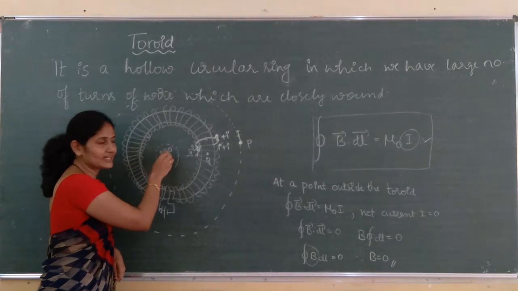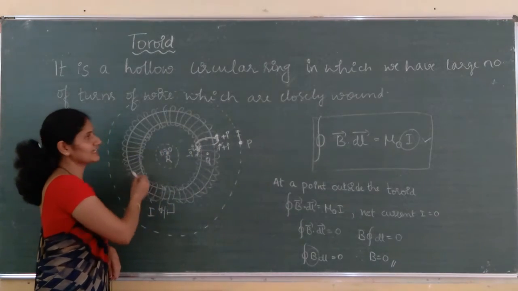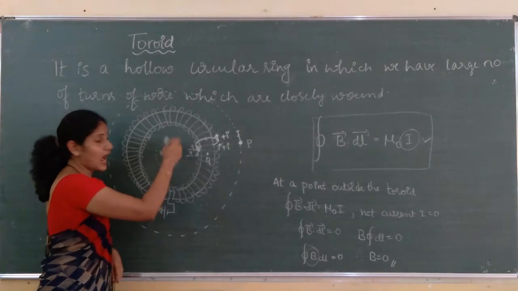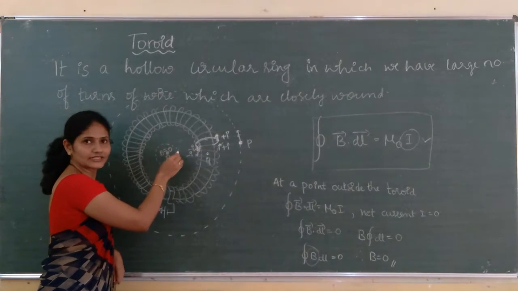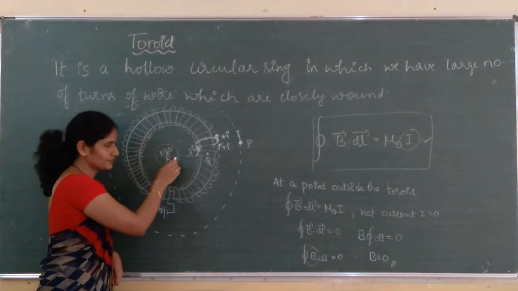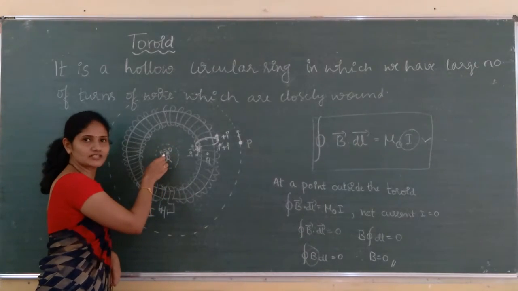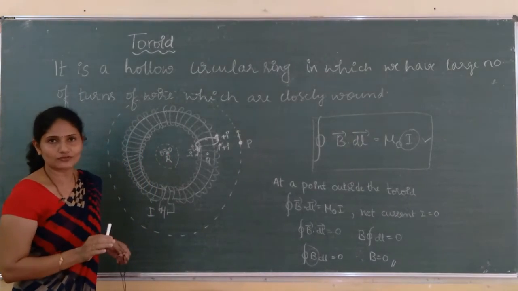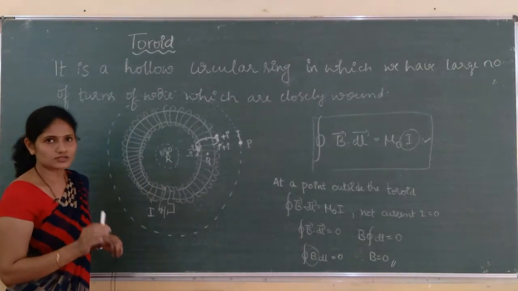The current carrying conductor, so this is the current carrying conductor, is placed outside this loop. Therefore, current I within this loop is equal to 0. Therefore, magnetic field B is also equal to 0. So, at a point R, magnetic field B is equal to 0.